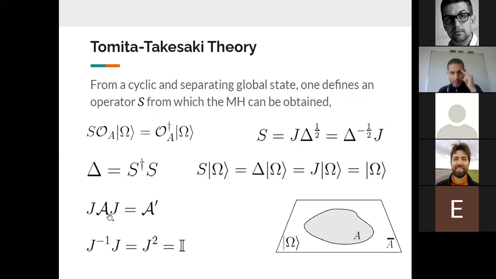Something else I wanted to mention is that both delta and J are operators that cannot be localized either in A or in the complement region. They are operators that act on both spaces simultaneously and cannot be disentangled.